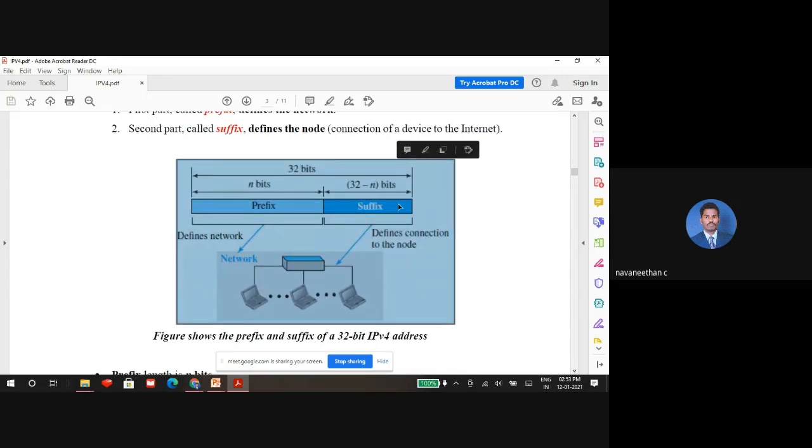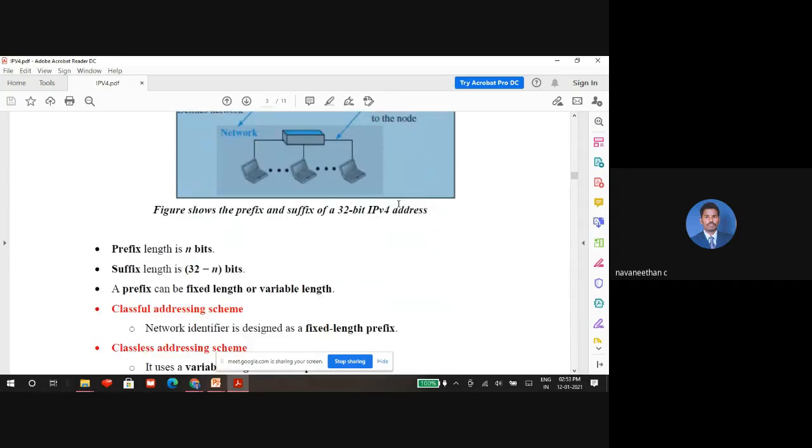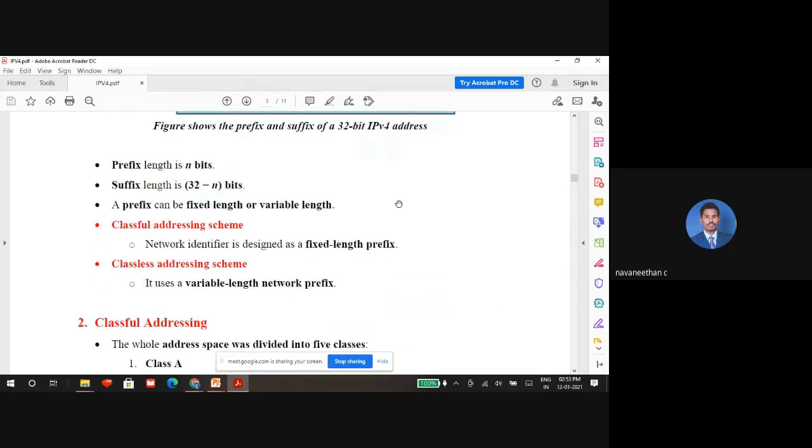This is applicable with respect to IPv4 size. I have also highlighted some other points. Here the prefix length is n, and the suffix length is 32 minus n, as I already illustrated in the diagram. A prefix can be of fixed length or of variable length. That's why we go for classful as well as classless addressing. Address depletion problem, I think you have to remember these terms. Anyhow, we'll see all those things in my next slide.